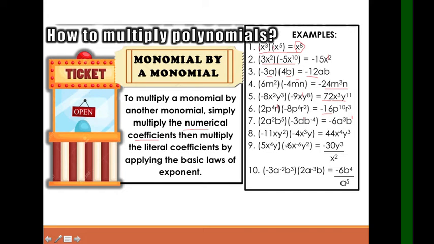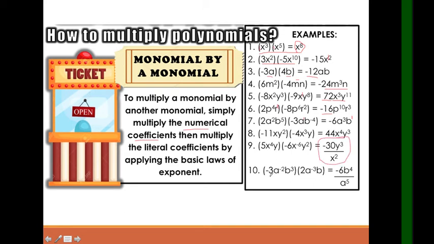Number 9, 5x raised to 4 y and negative 6x raised to negative 6 y squared. So 5 times negative 6 is negative 30. X to the fourth and x to the negative 6. So 4 minus 6 is negative 2. So since sa law of exponent, kapag negative yung ating exponent, kailangan mong kunin yung reciprocal niya. So kung nasa numerator siya, ilalagay natin siya sa denominator. That's why x squared is in the denominator. Then y and y squared is y cubed. So tama yung answer na to.